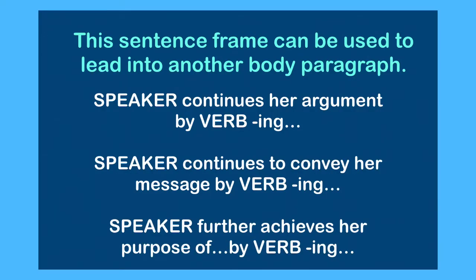But now let's talk about what you do if you want to lead into another paragraph. These are some sentence frames you can use, and these are different examples of how they could phrase the prompt. So it could be an argument, a message, or a purpose. So you would just vary your wording depending on what the prompt is. And it says verb ing because you would put whatever verb you need there and then make it the ing form of the verb, in case that's a little confusing. My students are used to that, but not everybody else is, so I figured I would clarify that for you guys.